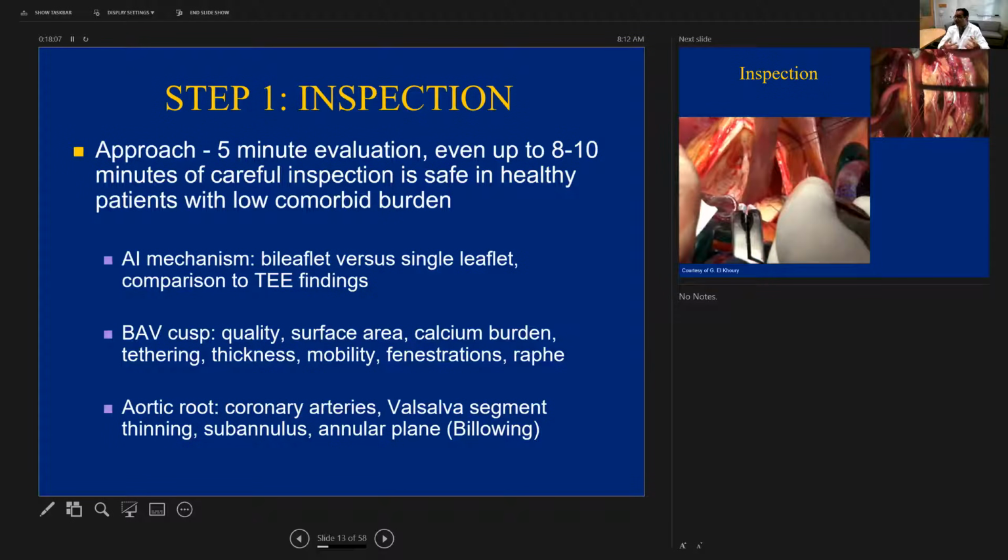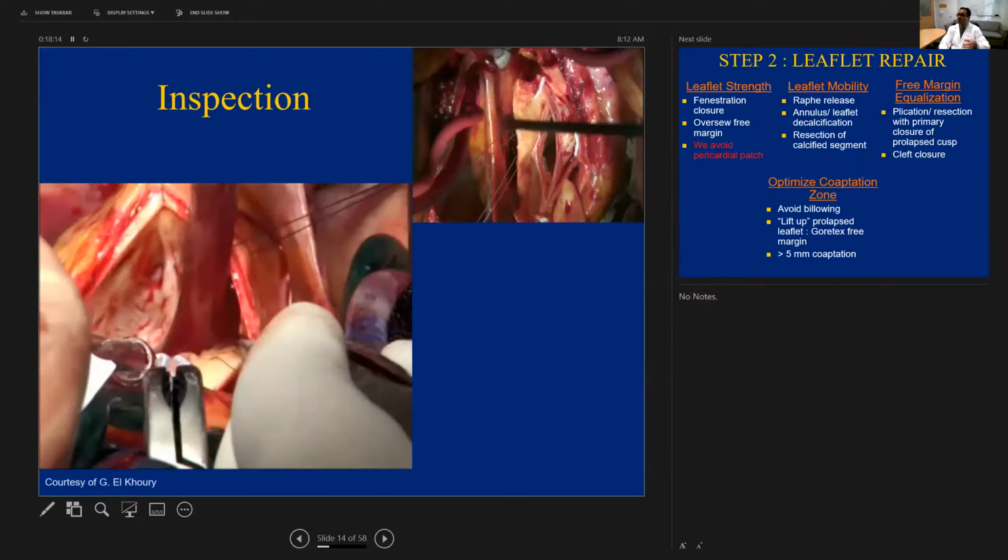Is there thinning? How does the subannulus look? Is there calcification there? Is there billowing of the annular plane? All those aspects become important.